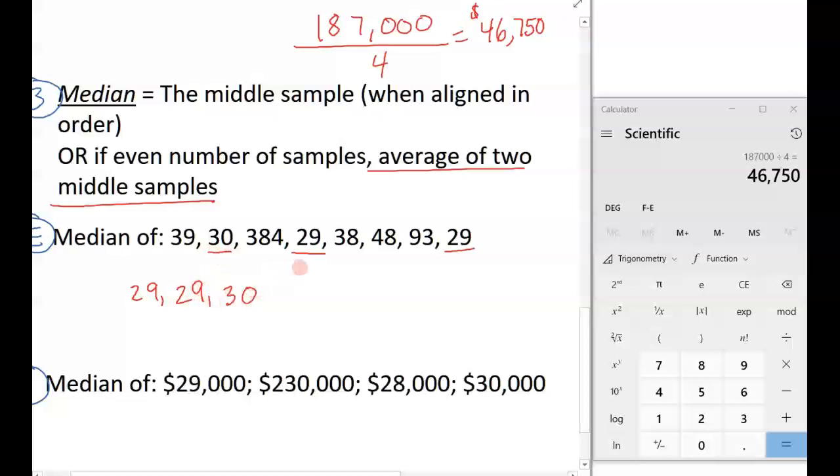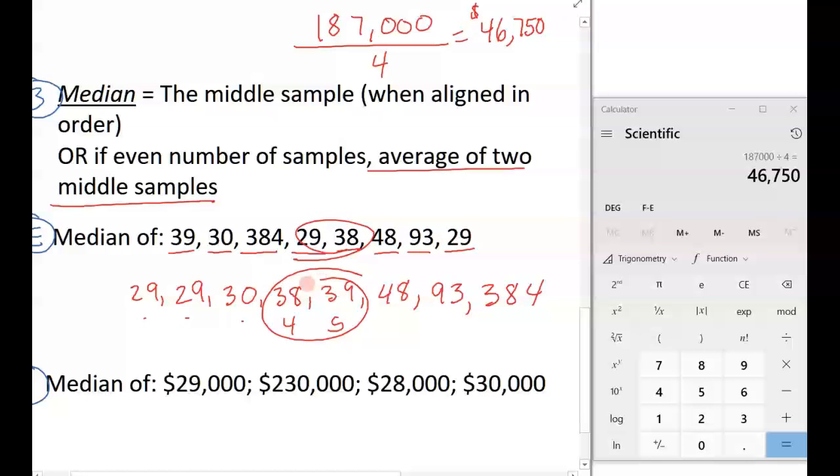30, 38, 39, 48, 93, and 384. Okay, and then I have 8 values, so I'm going to take my middle 2, or my 4th and 5th values, 1, 2, 3, 4th, and 5th.